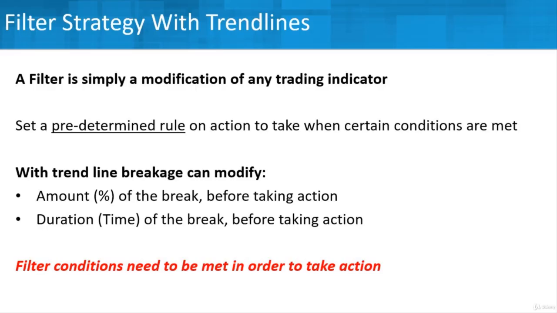But in this case, we're looking for a trend line breakage, right? We're doing a filter, a predetermined rule, so that when a trend line is broken, we can modify the clear rule of whether to buy or sell by adjusting it with a filter. That filter can be an amount or a percentage of the break. So it needs to break by a certain percentage before we'll take action, not simply breaking, but doing so by a significant amount. Or it can be the duration or time of the break. How many time periods, maybe a day or days, after before I take action. So I'm not taking action immediately. I've modified my indicator to let it be out there a little bit more in terms of time.